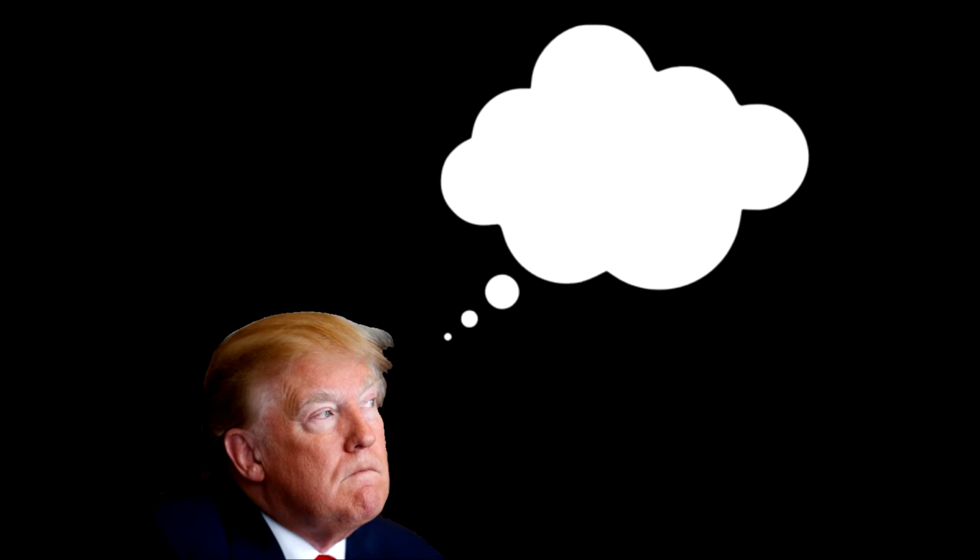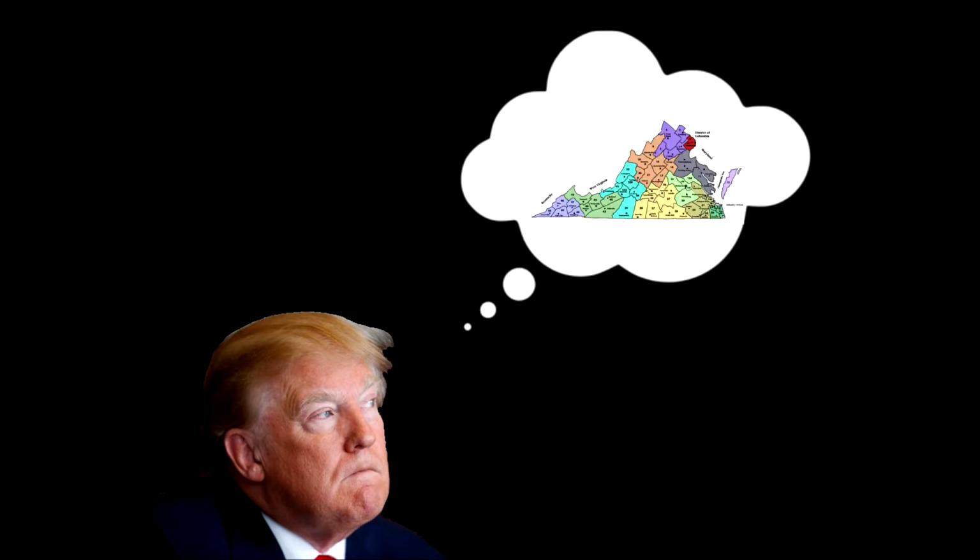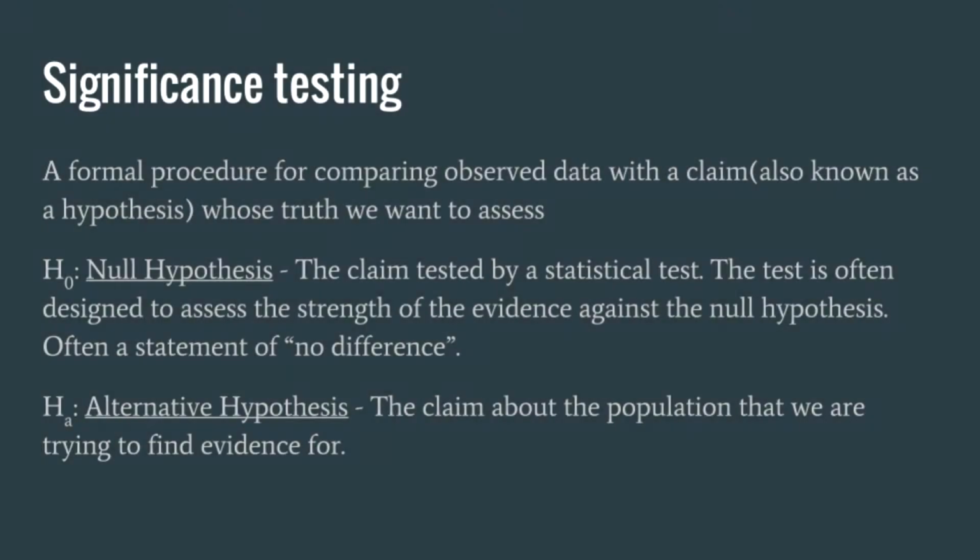Imagine you're a statistician working for Donald Trump before the election. Your job is to determine whether or not Donald Trump is going to win the electoral votes for the state of Virginia. How can you accomplish this? By using a procedure called a significance test. In this video, we will look at the different outcomes of a significance test.